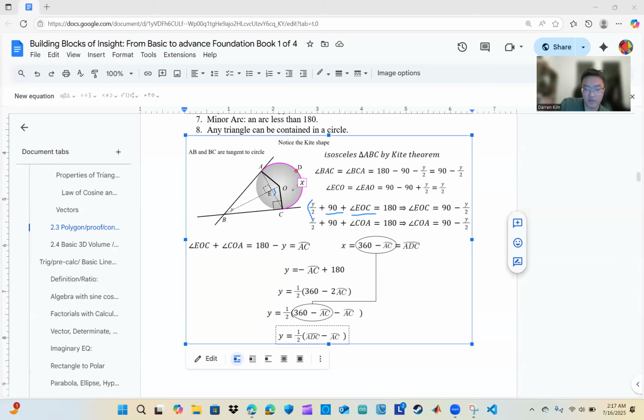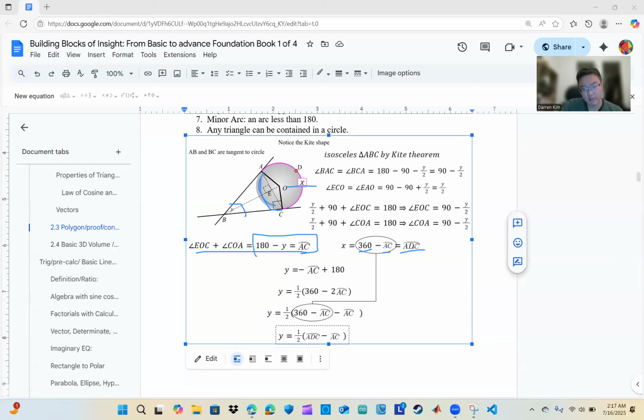We have, if you add those two up, we get this format over here. So we now figure out what AC could possibly be with the y, which is 180 minus y. If you want to shortcut it, you could have done 180 minus y equals AC. And now X over here is 360 minus AC, and AC is this.